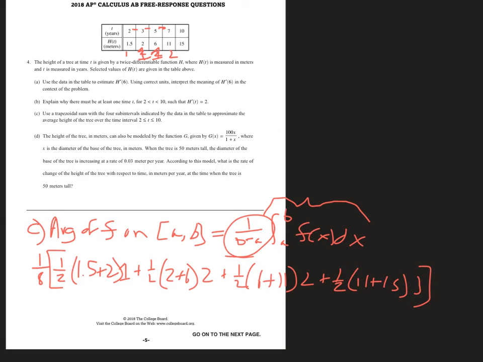No need to simplify all that. Even if you had a calculator on this one, I wouldn't simplify. All that's going to happen is you're going to make a small mistake and lose a point. Just leave it like this and you're good. Okay, so that's part C. Once again, I'm going to clear that out of the way because I think I need a little bit of room here to walk through part D.